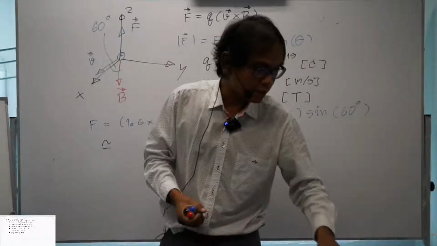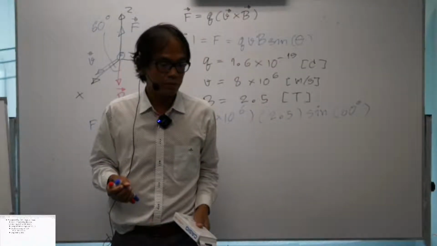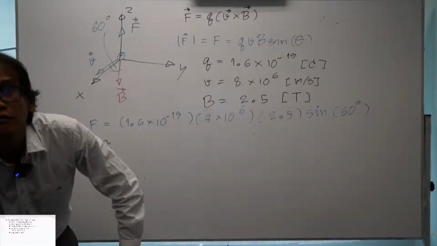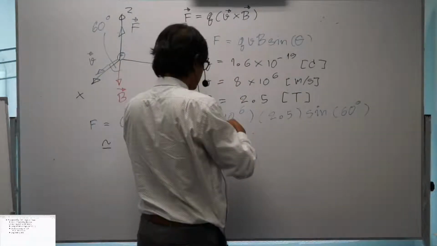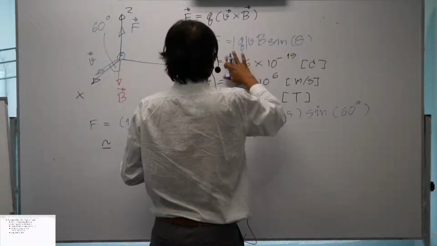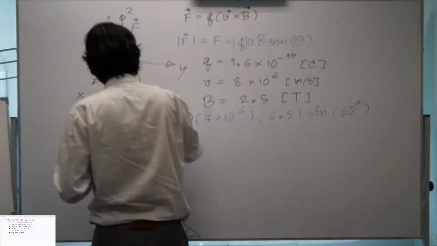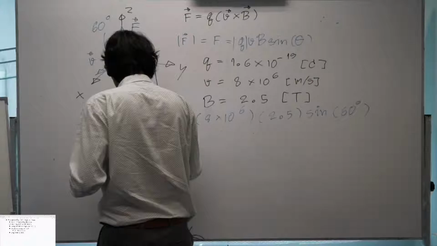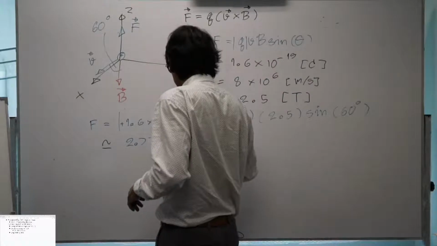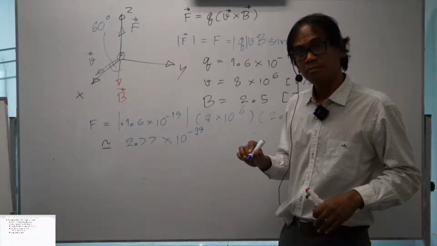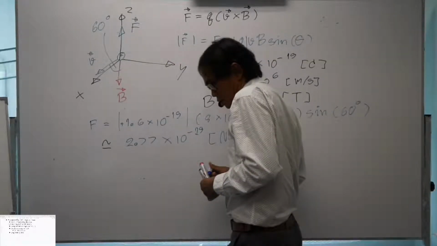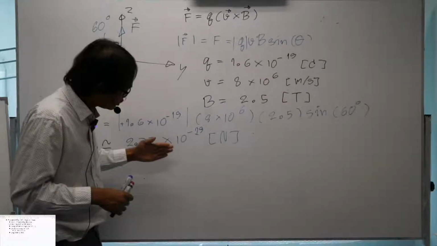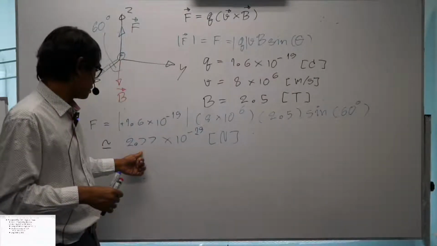When you put everything into the electronic calculator, you get the result. q should be an absolute value actually, but it's no problem, you leave it there with plus. The result, a single number, is 2.77 times 10 raised to negative 19 Newton, because this is the SI unit for force. If you substitute everything in SI units, you will get the result also in SI units.